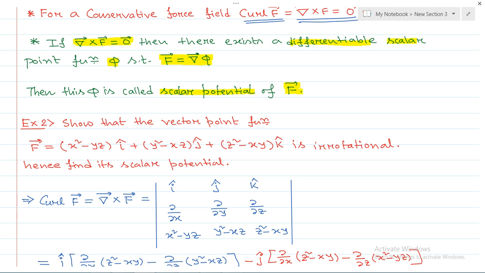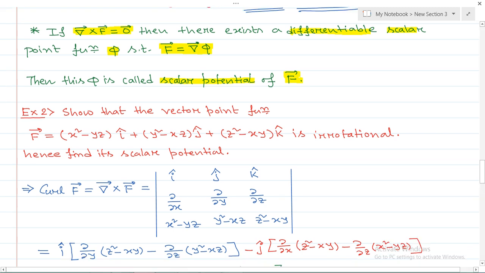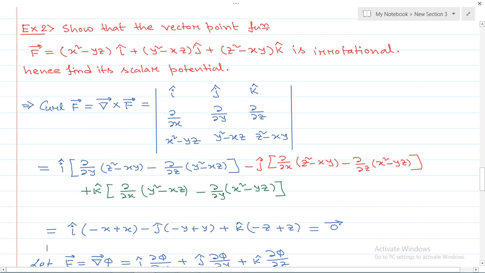Now we are going to discuss two very important questions for the exam. So let us try to understand. The first question says: show that the vector point function F vector equals x squared minus yz i cap plus y squared minus xz j cap plus z squared minus xy k cap is irrotational. Along with that, we have to find the scalar potential for this F vector.